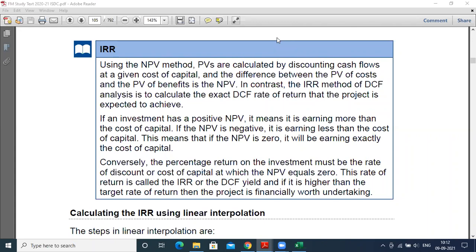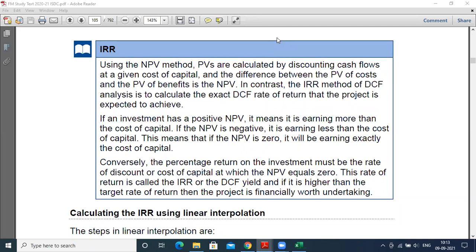Conversely, the percentage return on the investment must be the rate of discount, or the cost of capital, at which NPV equals zero. That rate of return is called IRR, or the discounted cash flow yield. Do remember, IRR can also be called the discounted cash flow yield. If it is higher than the target rate of return, then we assume the project is financially viable. If it is less than the target rate, it is not viable and it is not recommended to go with the project.